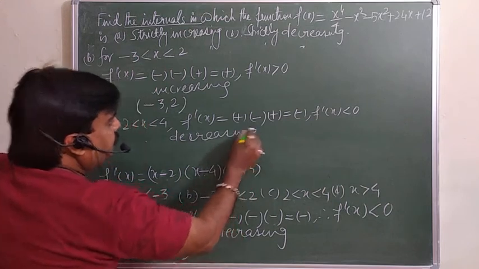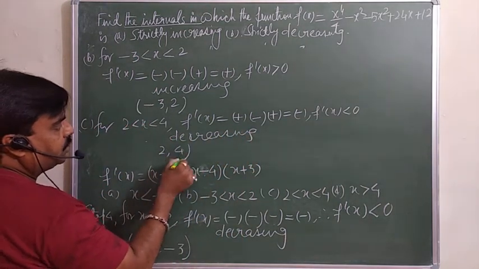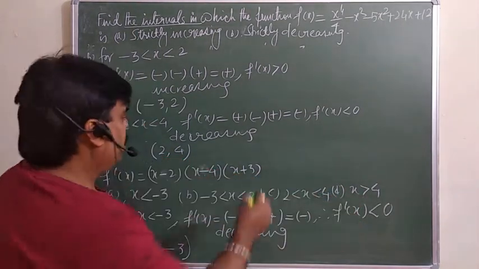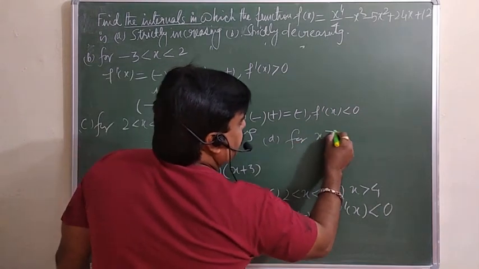Now in which interval is it decreasing? This one, 2 to 4. In this interval it is going to decrease. Now you must check for this one also, the part for x greater than 4.